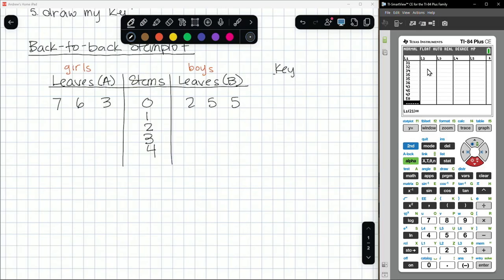So I would have a key here, and it would say boys, and then it would have a register, and then it would say girls, and it would have a register. So on the boys side, 0|2 meant 2 pairs of shoes. On the girls side, 3|0 meant 3 pairs of shoes. So on the girls side, the digits are reversing, because this one is listed backwards. So that's the only difference between a regular stem plot and a back-to-back stem plot.